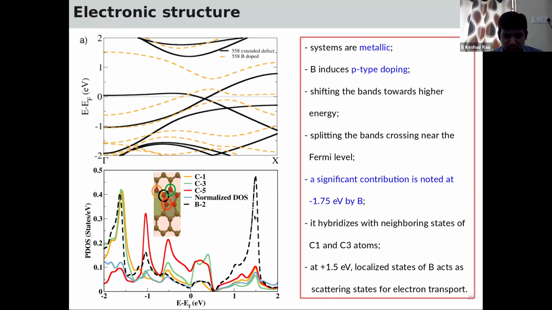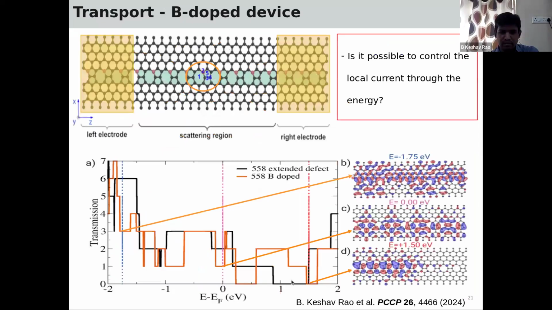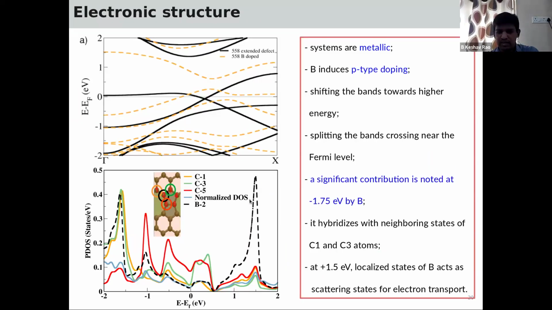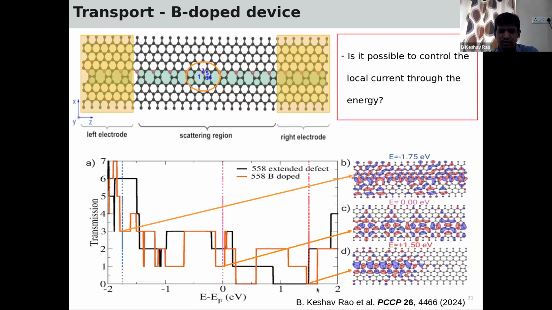But here, around 1.5, we have a peak. It gives localized states, meaning concentrated states. So if current is passed, there will be scattering and no transmission is obtained. That can be seen here, around 1.5, with red color. See, there is no transmission, because of the boron's localized states.